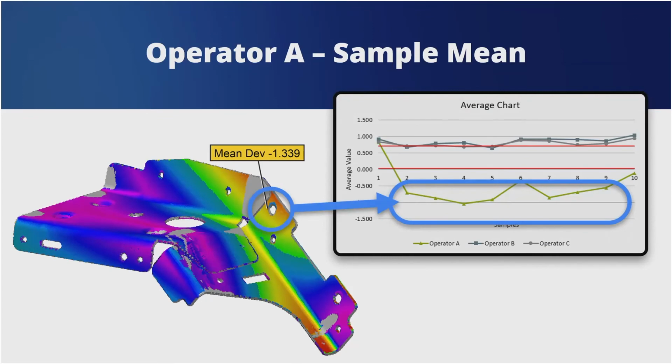Then, if we look at the R&R average chart, we can see that the average deviation values for operator A are always way off compared to the rest of the results of the 2 operators. One operator's results stand out from the others.